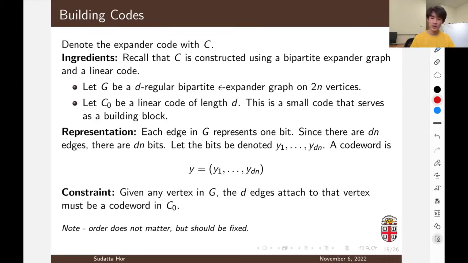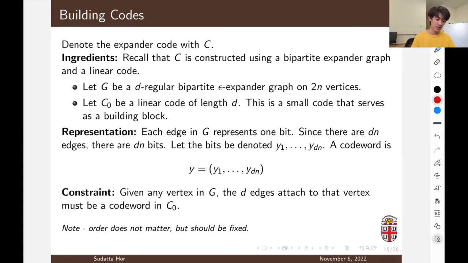And let's talk about what code words look like. So in our graph G, each edge in this graph is going to be 1 bit. And there's going to be dn edges because we have 2n vertices, and each vertex has d edges. So there are dn edges in total. So there are dn bits, and we can denote all of these bits by y sub 1, y sub 2, and so on.